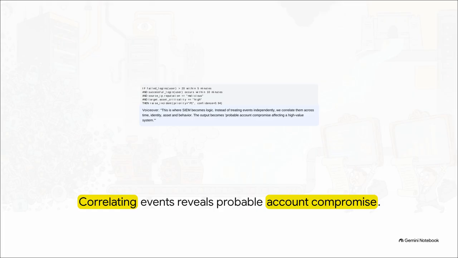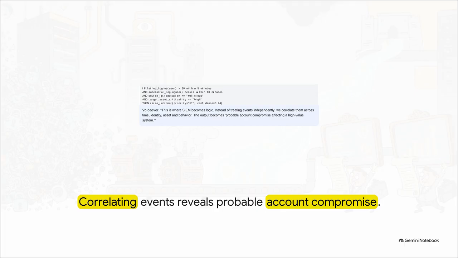To actually catch that specific sequence in real time, we need rock-solid logic. Check out the correlation engine at work here. If failed logins for a user exceed 20 within 5 minutes, and a successful login happens within 10 minutes, and the source IP has a malicious reputation, and the target asset criticality is high, then we raise a priority 1 incident. This right here is where a SIEM truly becomes a logic engine. We are correlating across time, identity, asset criticality, and behavior. And the output?